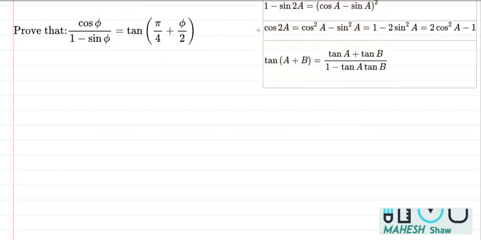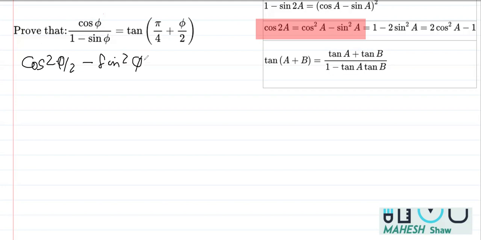Now, first, we'll be applying this portion of the identity, that is cos 2a is equal to cos square a minus sin square a. So if I apply the identity over here, what we are going to get? We can write cos phi as cos square phi by 2 minus sin square phi by 2.